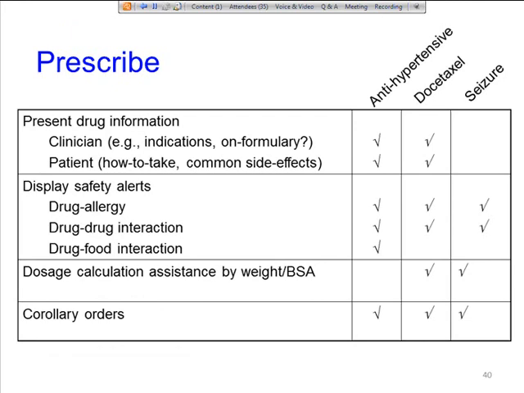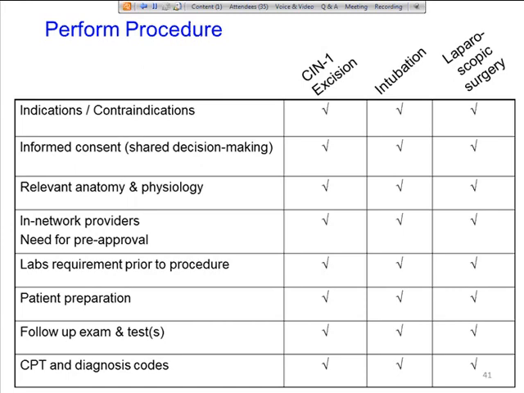Likewise, when you have a guideline recommendation that calls for prescribing, you may want to present drug information to the clinician or the patient. You may want to display safety alerts, provide dosage calculation assistance, and provide corollary orders. You're prescribing a new anticonvulsant. You want to remember in 10 days that you want to measure liver function tests. Performing a procedure. The idea is that the action types can suggest patterns of components that may be useful in a decision support system.